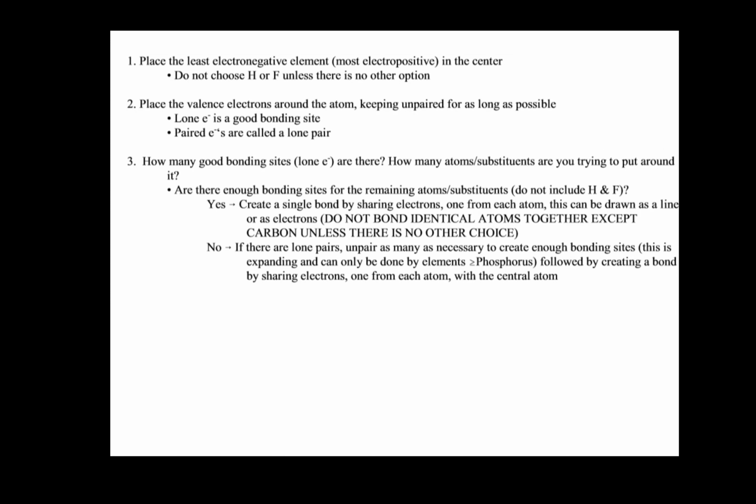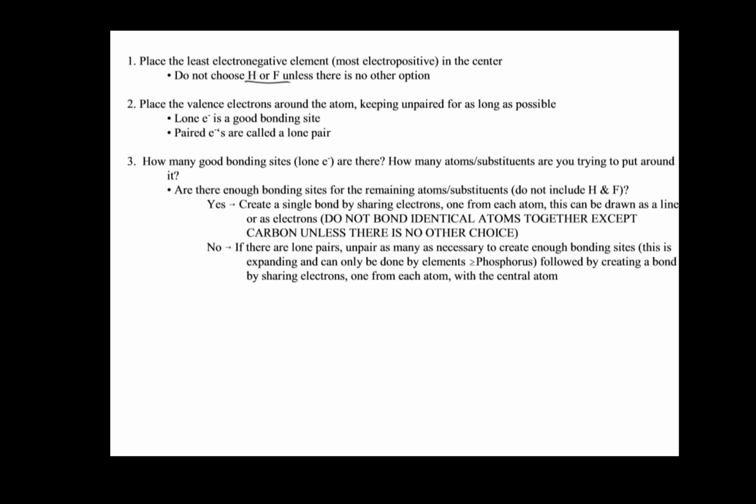All right, step number 1. We would place the least electronegative element or the most electropositive in the center. And again, do not choose hydrogen and fluorine unless there's no other option. So place the least electronegative or the most electropositive in the center, and place the valence electrons of that atom around it and keep them unpaired for as long as possible. And remember, because this is in 2 dimensions, that's 4 locations around it.